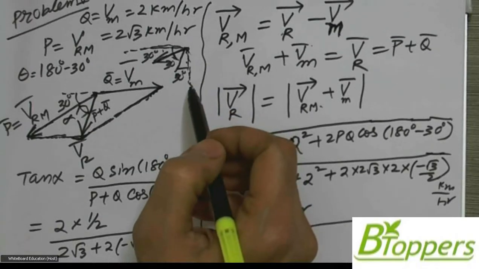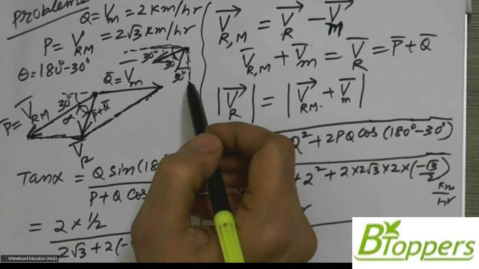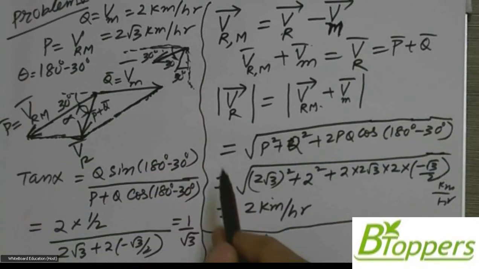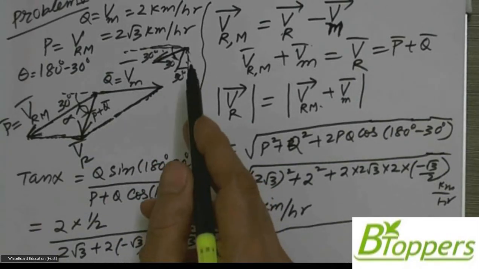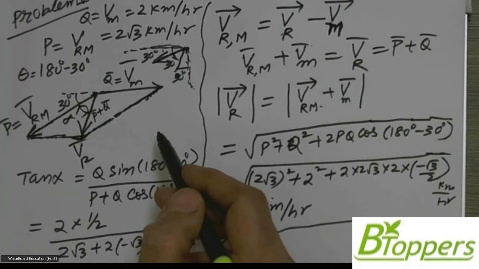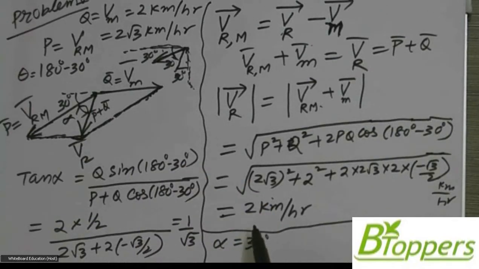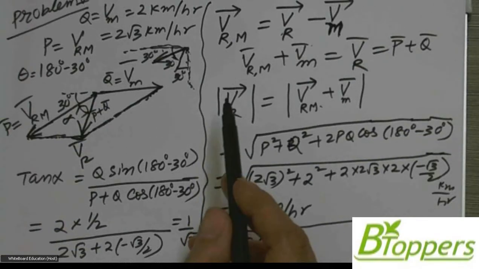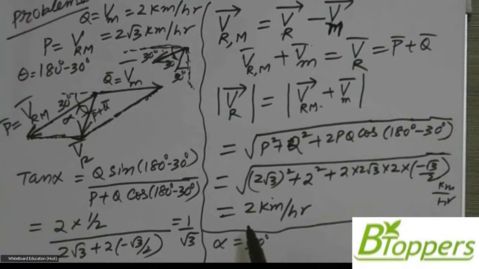That means the actual velocity of raindrops is 2 km/h in the direction 30 degrees with the vertical from the front. Again, I repeat, I have already given the answer in my previous class. Answer is 2 km/h at an angle of 30 degrees with the vertical from the front. So those who want to copy the solution of this problem, they can take a pause and copy the solution of this problem.